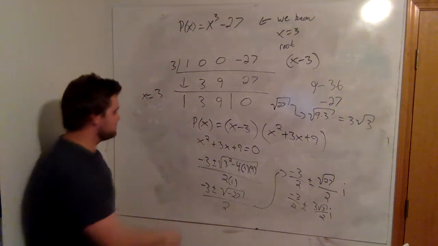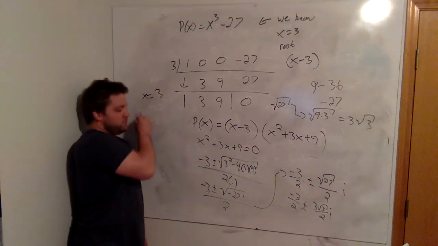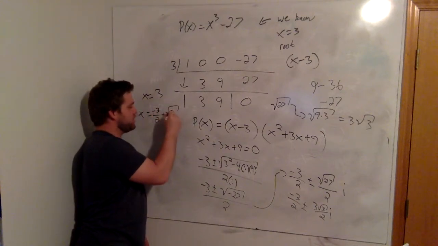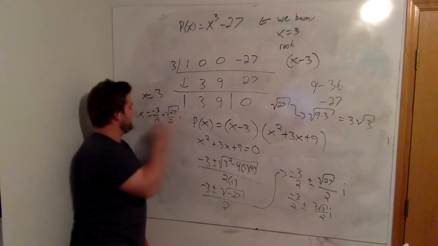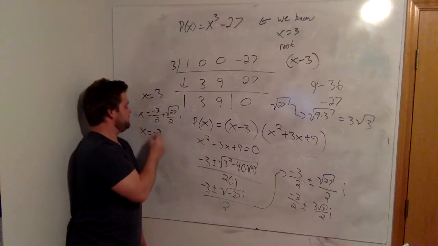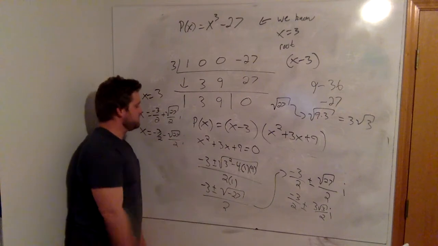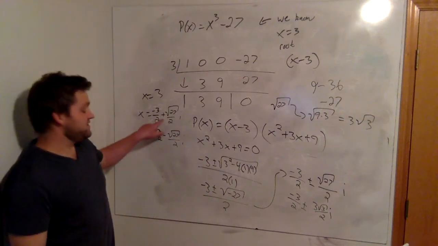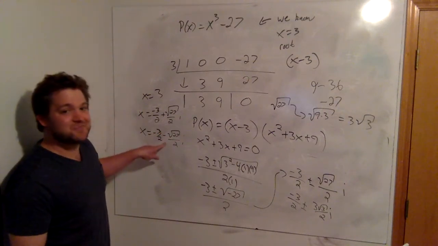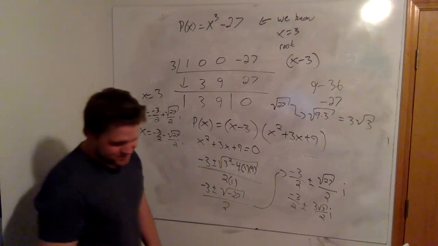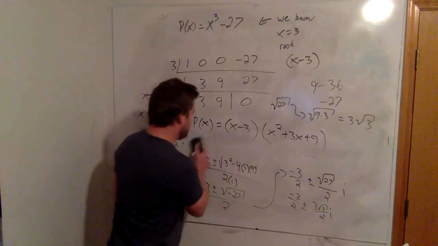So we have our roots. We have 3 as a root. We have negative 3 over 2 plus the square root of 27 over 2 i. We also get negative 3 over 2 minus the square root of 27 over 2 i. This is a complex root. Notice its conjugate came along for the ride. Okay, let's factor this. We found the 3 roots.